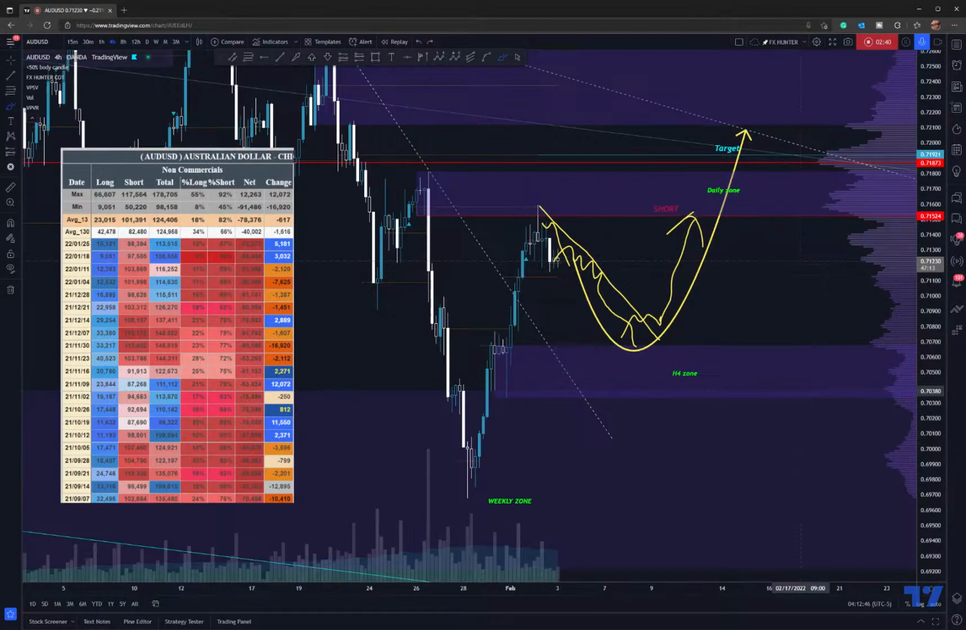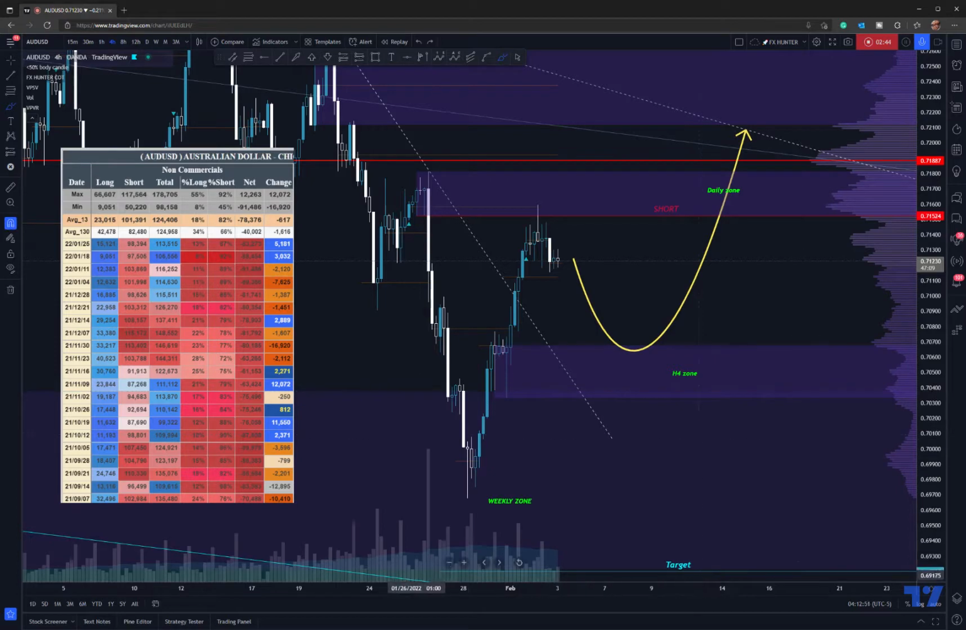So yeah, I think we're going to get this pullback right now, and then we can get the move higher above to these levels, right? So the short-term target is definitely not below this zone.